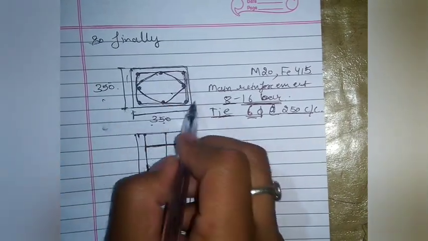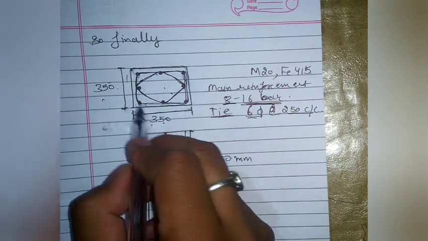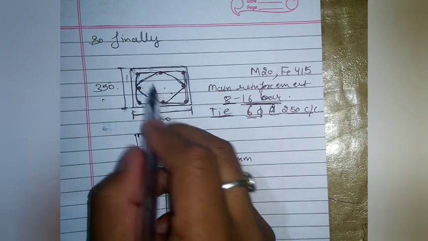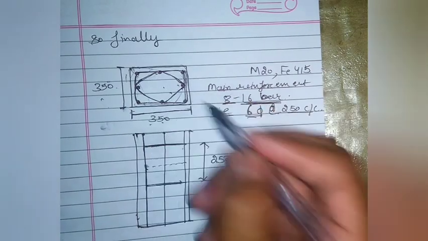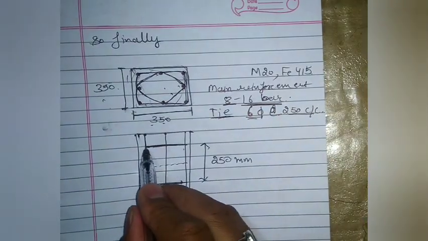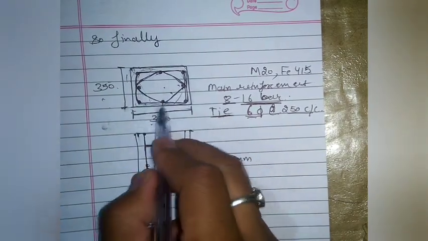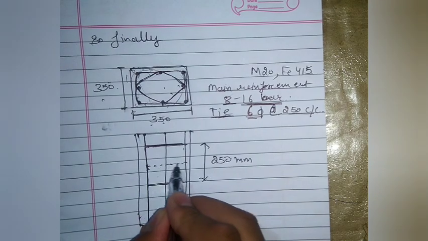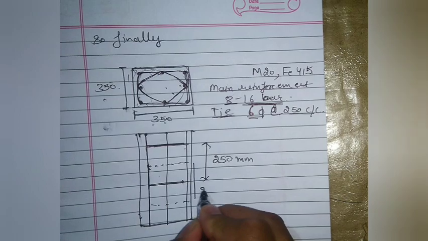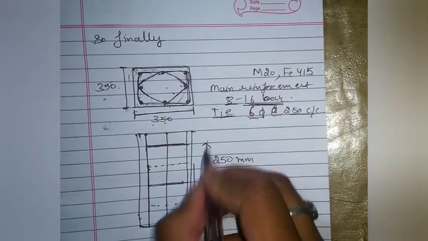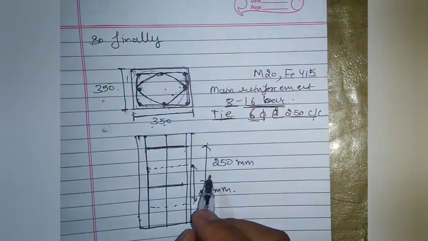So you can provide the bars simultaneously at this point, along with that you can provide this. To reduce the complexity, what you can do is provide the outer tie member first, and for the other 4 bars you can provide the bar here. But you need to maintain the distance, that is 250 mm center to center. Otherwise you can provide it here also, there is no problem for that.